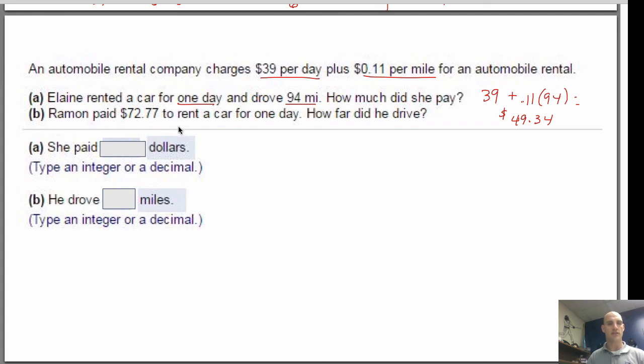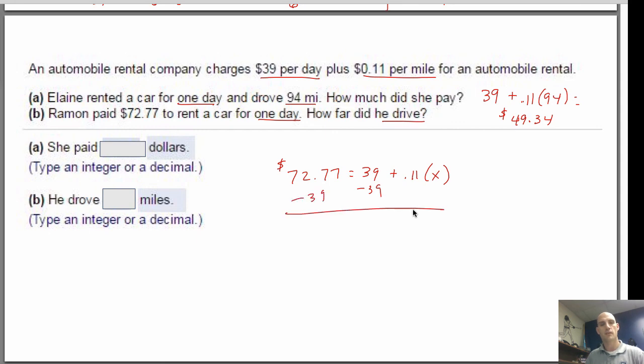And Ramon paid $72.77 to rent a car for 1 day. How far did he drive? Well, in this case, we know what he paid, and it's equal to his cost per day, which is $39, plus 11 cents per some mileage that we don't know. Well, I can just subtract 39. So I've got 72.77 minus 39, 33.77, and I'm going to say it's equal to 0.11x. Divided by 0.11, divided by 0.11. 307 miles is what he drove.